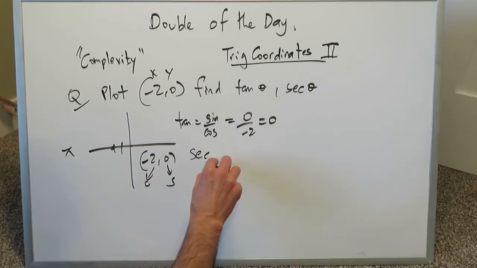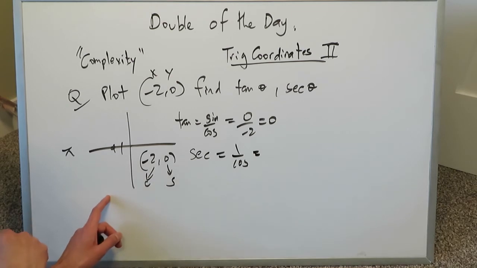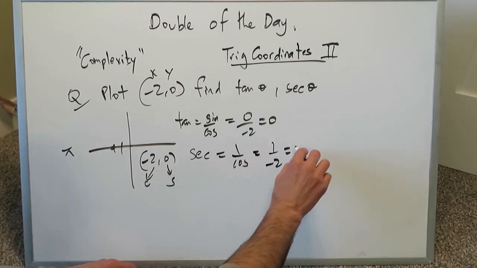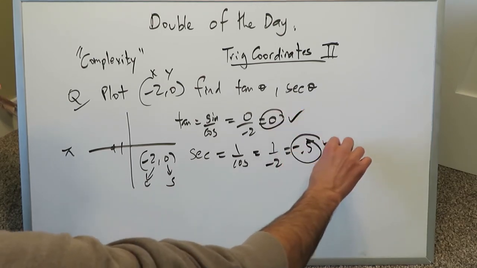However, when you look at the secant, let's see what happens. Secant is 1 over cosine, but the cosine value here is a -2. When you do that, you get a 1 over -2, and your answer is -0.5, and again that checks out. Both of these answers should be good.